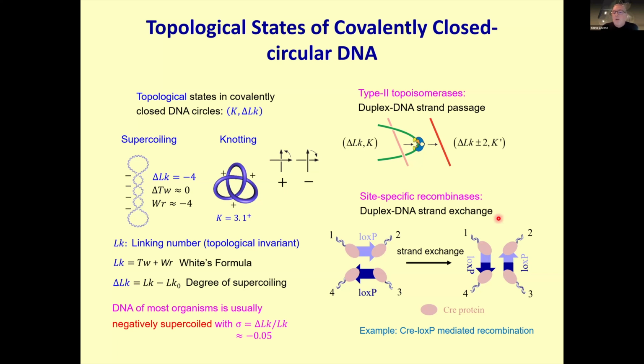As you'll see, what we do is we follow both knot type changes and also supercoiling changes over the course of an enzyme reaction. And so that information is valuable because it enables us to better understand reaction networks that these enzymes conform to. So that's going to be the main focus of the second half of the talk.